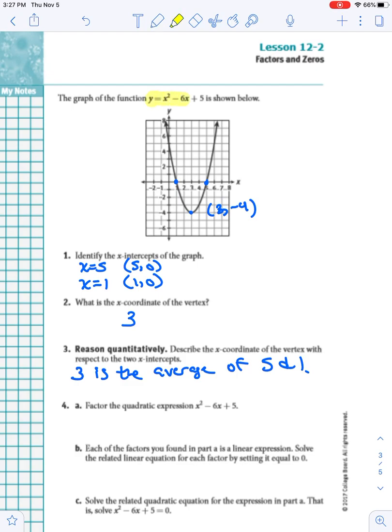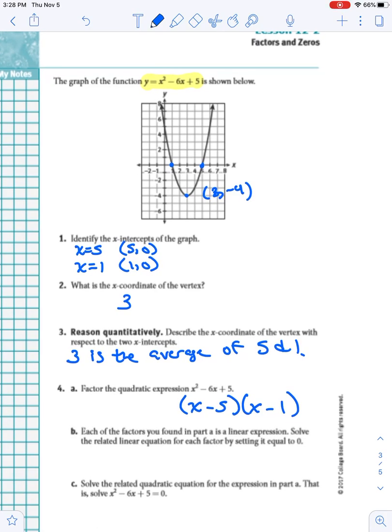Okay, so we're going to take this equation that was graphed, this y equals x squared plus 6x plus 5, and we're going to factor it. Okay, so if we factor it, again, it's a trinomial. So we have x times x. Now we need two numbers that multiply to positive 5, but add to negative 6. Multiply to positive 5. So negative 5 and negative 1 will work.